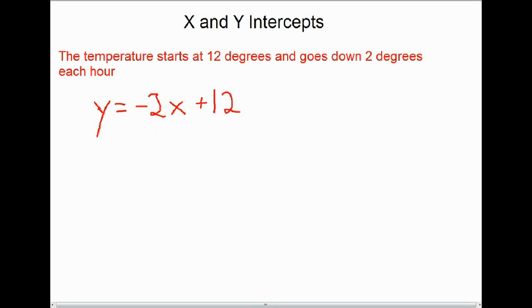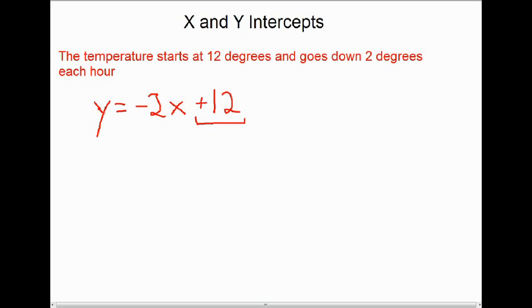Well, looking at this example again, we know that the y-intercept here represents the temperature that it started at. It was our initial value, which was 12 degrees. But a piece of information that might be useful for this example is, well, when is it going to be 0 degrees? When I'm talking about degrees here, I'm talking about degrees Celsius. So we might want to know when the temperature will get to 0, so we know when the freezing point will happen. Well, y represents our temperature.